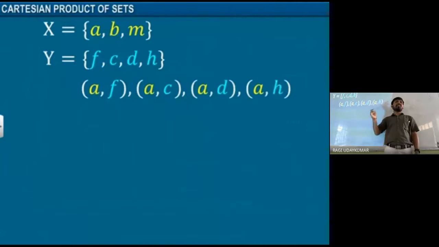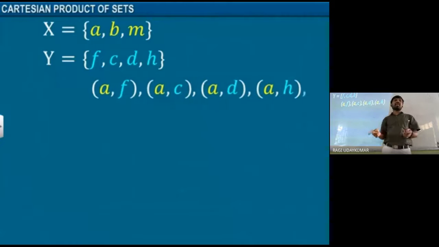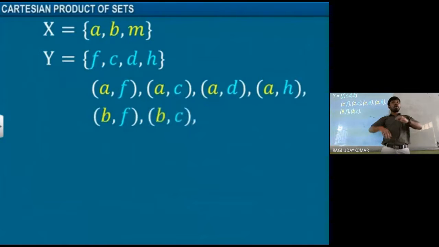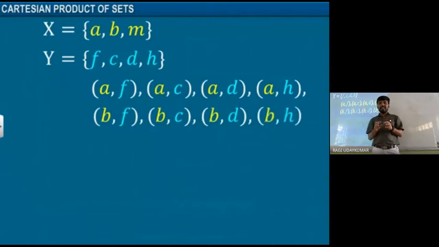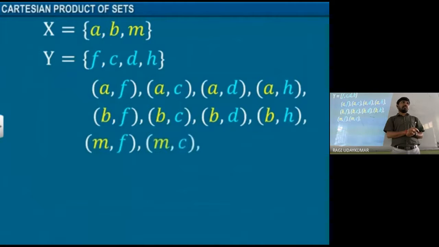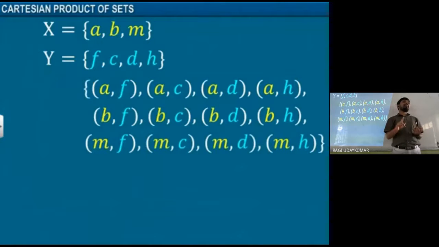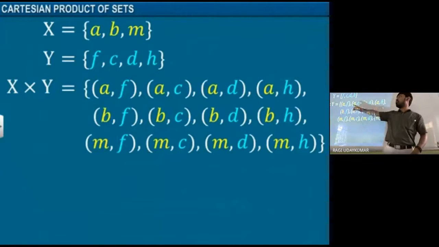First, a will be combined with all the elements: (a, f), (a, c), (a, d), (a, h). And b also will be combined with all the elements: (b, f), (b, c), (b, d), (b, h). All these are enclosed in brackets, and we take these entries as elements of the set. Like this, we call it the Cartesian product of the two sets X and Y, denoted by X × Y.